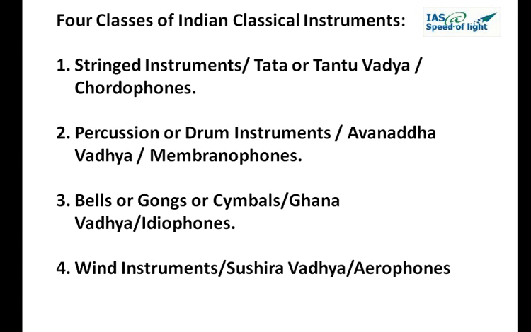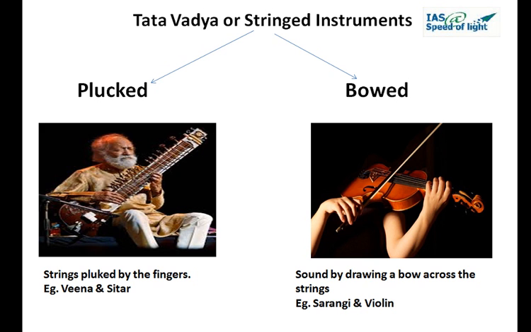The second are the percussion or drum instruments. In Hindi we call them Avanaddha Vadya, or the technical term in English, membranophones. The third are the bells, gongs or cymbals, which in Hindi we call Ghana Vadya, and the technical English name is idiophones. The fourth is wind instruments. In Hindi we call them Shushira Vadya, and the English technical name is aerophones. Let's go one by one to each of them.